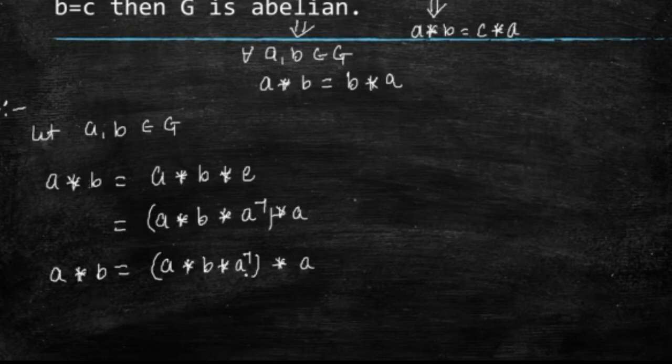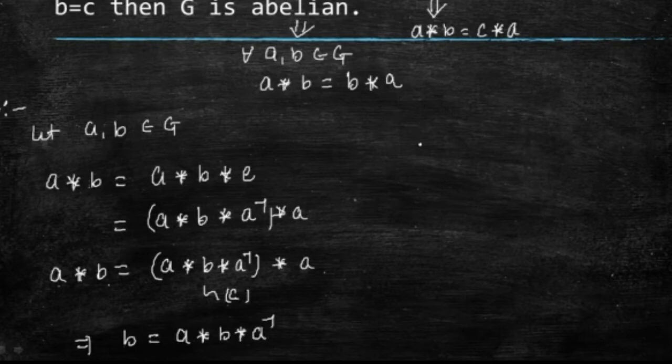This is a member of the group G because I know that A and B are group elements, so A inverse has to be a group element. Star is closed, that means the group is closed under the operation star, so this element has to be in G. By the hypothesis, whenever A star B equals some C star A, then B should be equal to C. So this should imply B should be equal to A star B star A inverse.